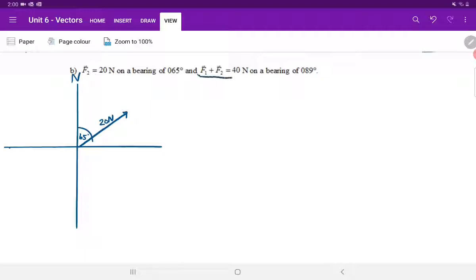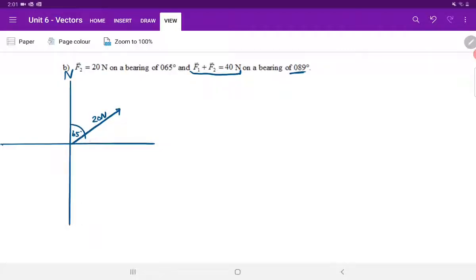The sum, F1 plus F2, is 40 newtons. Okay? And that's on a bearing of 89. Again, that starts from the north line. That's basically 90, right? So I'm essentially almost drawing a right angle here. I'm so close. And it's 40 newtons, so it's double the length of my first vector that I drew.